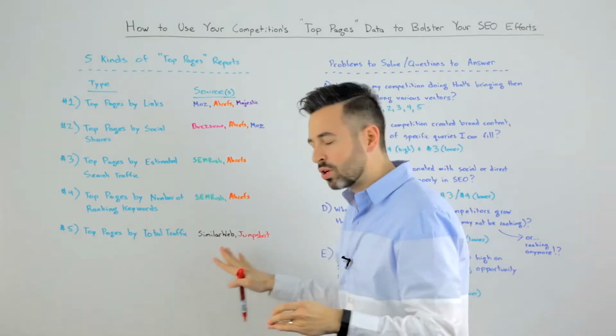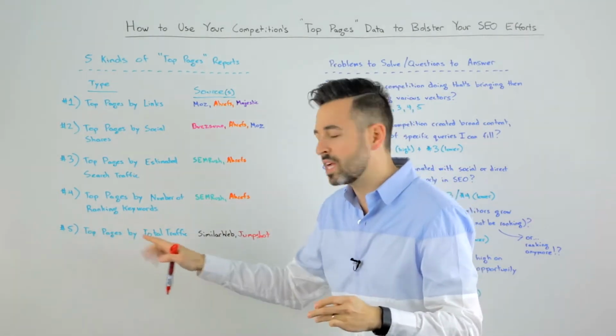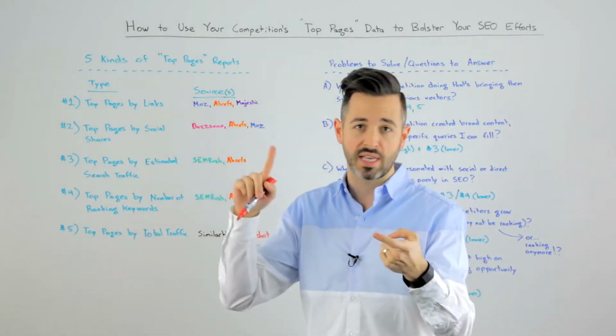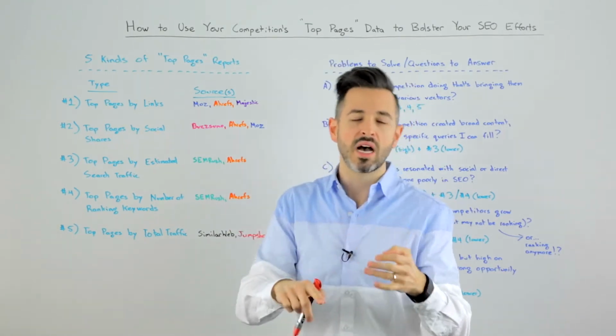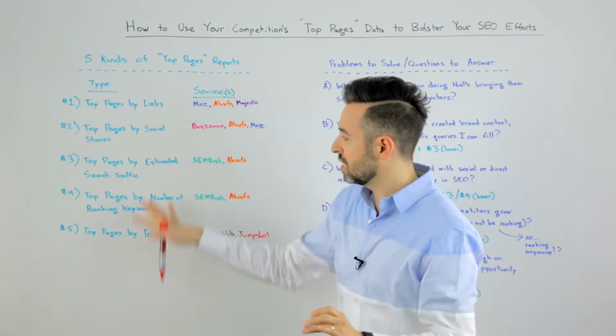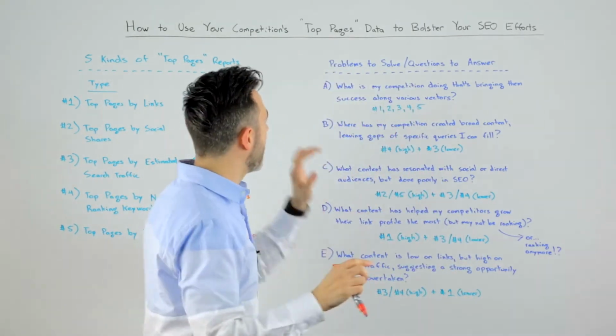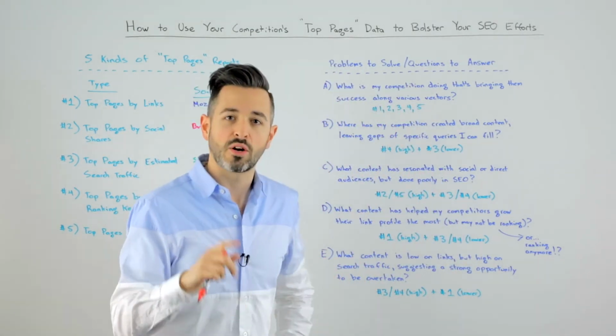So you can use SimilarWeb or JumpShot to see the top pages by total traffic. So that's all sources: search traffic, social traffic, direct, email, links, et cetera. These 5 I'm going to reference as we dive into problems to solve and questions to answer.